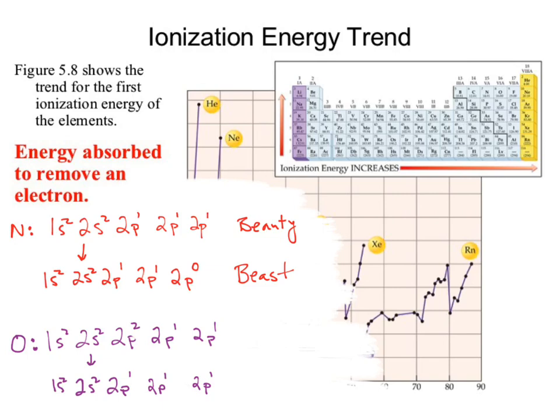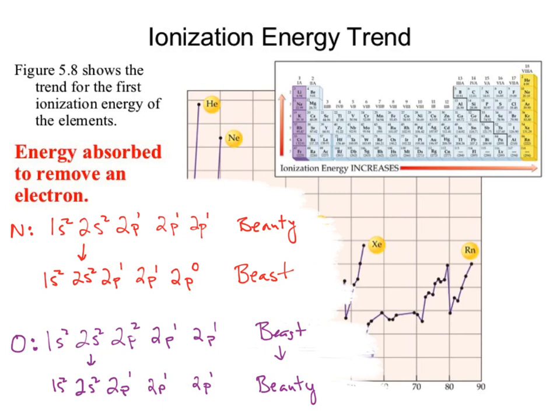2p2, 2p1, 2p1. It starts as a beast. You are now a beast. Someone walks up with their stick and says, I will hit you with my stick and you will no longer be a beast. You will be a beauty because you will be perfectly symmetrical. Yes, you may be like, I don't want to get hit with a stick, but it's worth it.